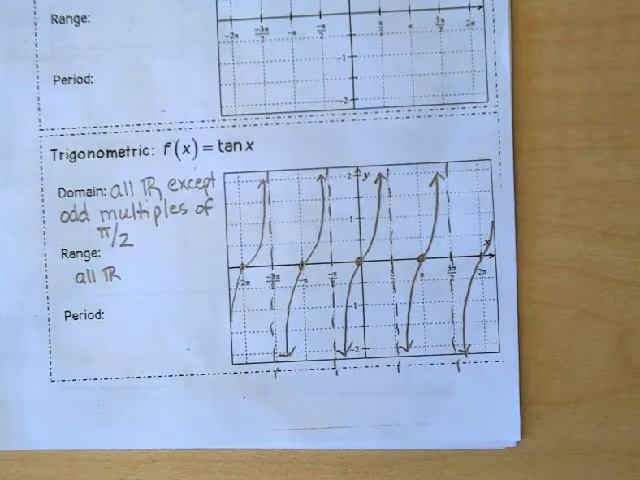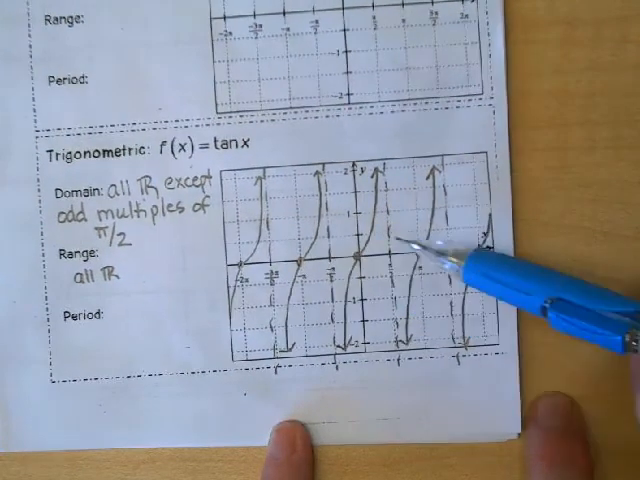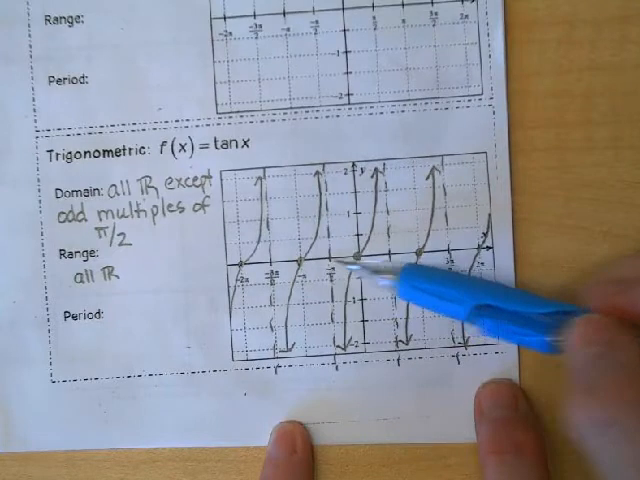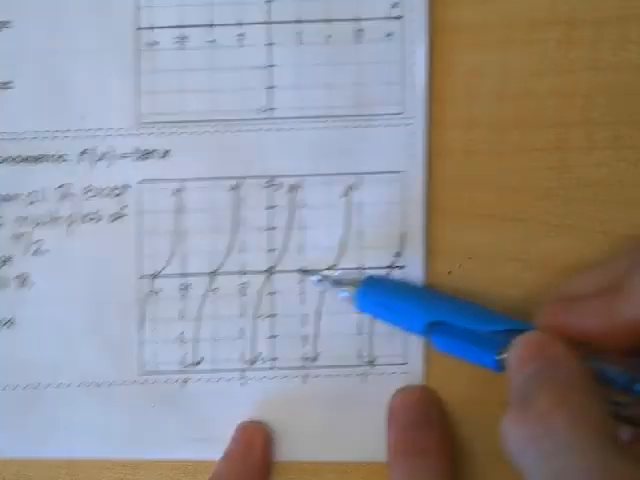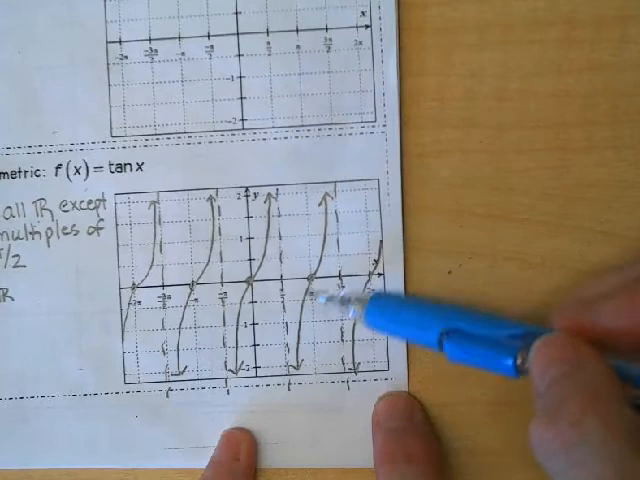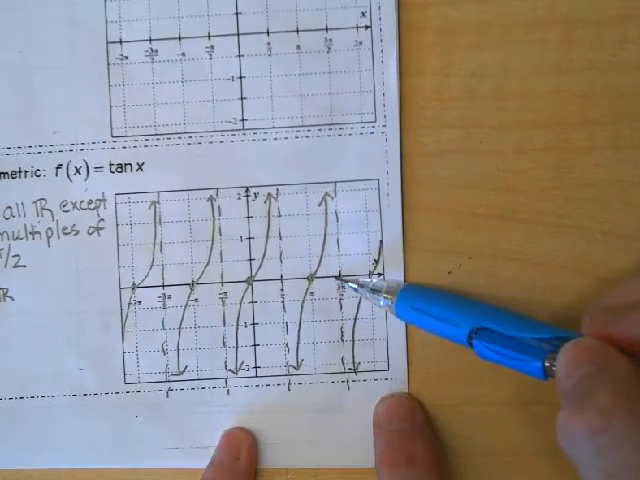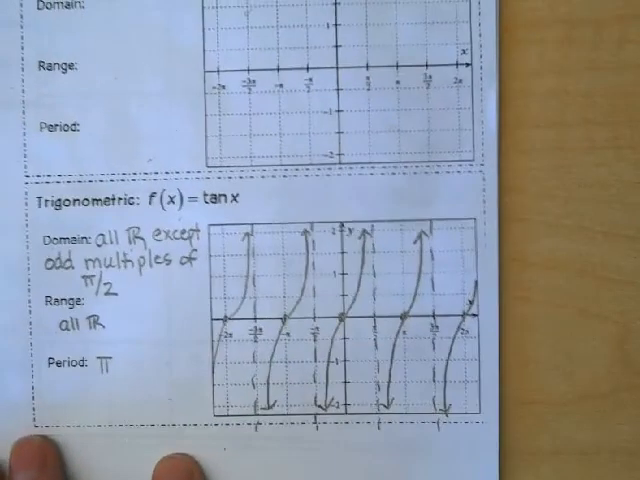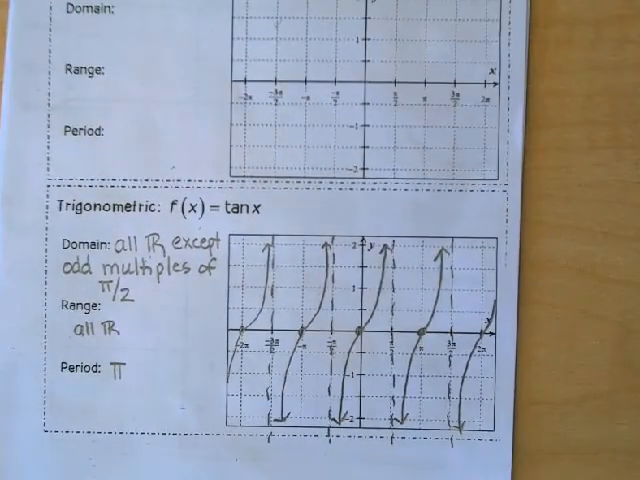And the period, that's just when does the graph just start looking like itself all over again? Well, from negative pi over 2 to pi over 2. Okay, the length from here to here is pi. And then it starts doing its thing again. So the period is pi on this one. Okay, so that's all that I have memorized about the trig function, y equals the tangent of x. So I want you to do the cotangent, same exact way.